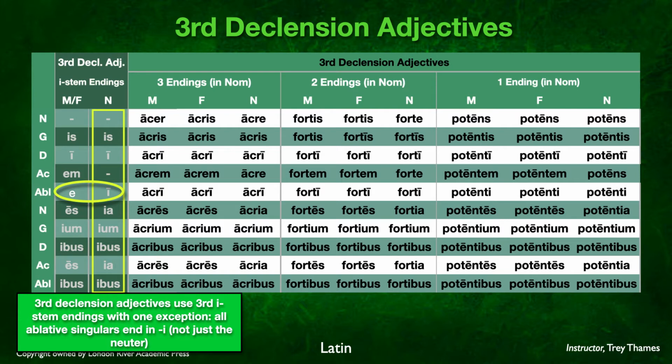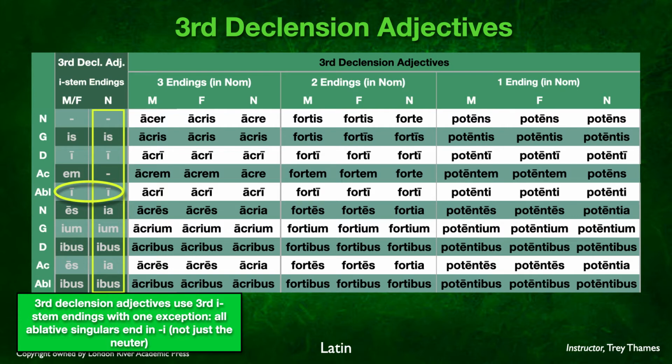Now, the only shift we're going to make here is that for third declension adjectives, we're going to use not just an i in the neuter ablative, but it's going to be in all the ablative forms. So you can see, in the masculine and feminine, instead of having the letter e in ablative singular, it will also be an i in ablative singular, just like it is in neuter. So this is the form. If you, again, learned your third declension i-stem endings, you know these forms. All you have to do is remember that for these, you will use an i in the ablative singular, masculine and feminine.